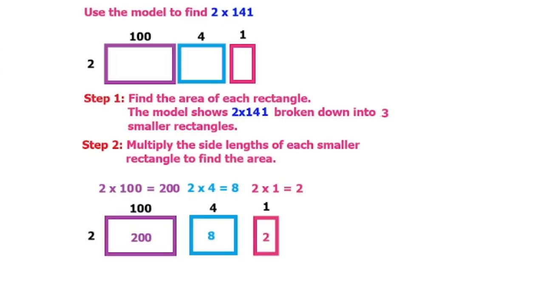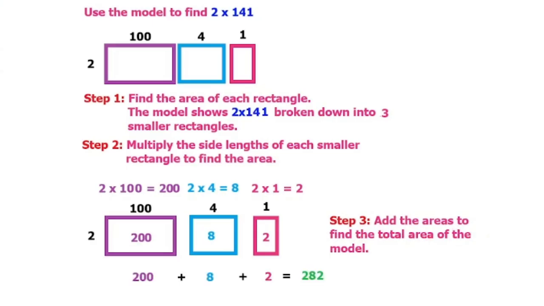So that's how it looks, right? So we just put in the numbers of the area for each rectangle. Then the last step is add the areas to find the total area of the model. So here we add it up. 200 plus 8 plus 2 equals 282. So the total area of the model is 282 for 2 times 141.